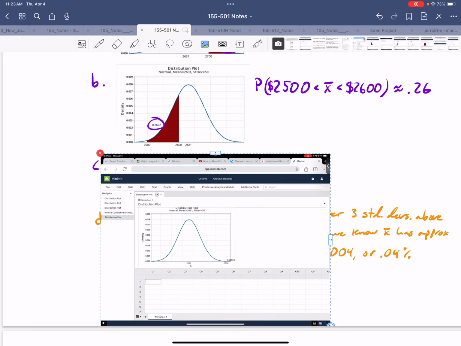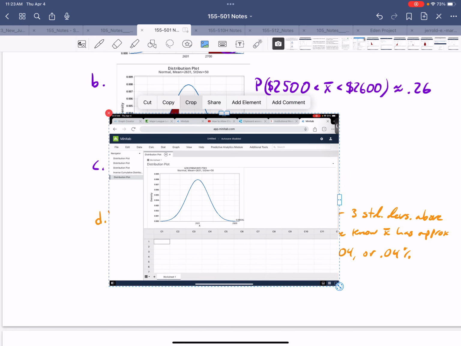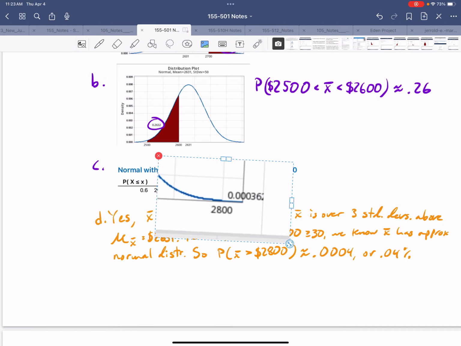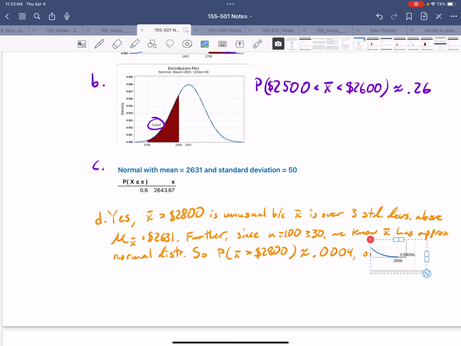Right, and if you do that in Minitab, you can just sort of see it right here, right? If we just kind of maybe crop this a little bit, so zoom in on that. All right, just sort of stick it right there. Okay, a little smaller. Okay, right there. So very, very tiny.